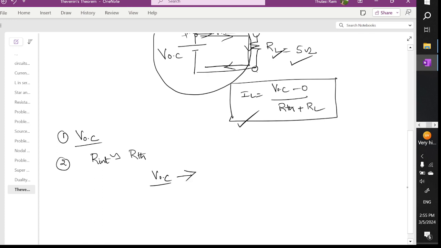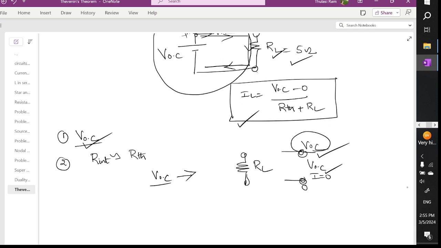How to find the open circuit voltage: the load resistor will be given like this. Remove the load resistor. When you remove it, this automatically becomes an open circuit and the current becomes 0. Then find the voltage VOC. That is, remove the load resistor and find the voltage across that load resistor. That voltage is called the open circuit voltage. Since the load we are removing is performing as an open circuit, the voltage at that open circuit is called the open circuit voltage. This is the first step.